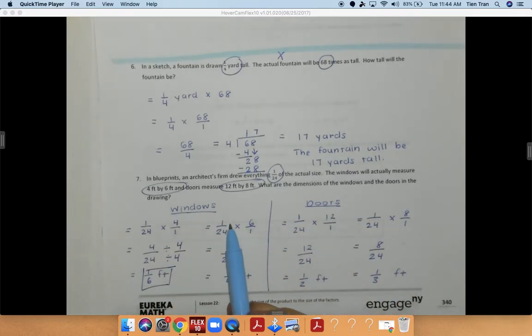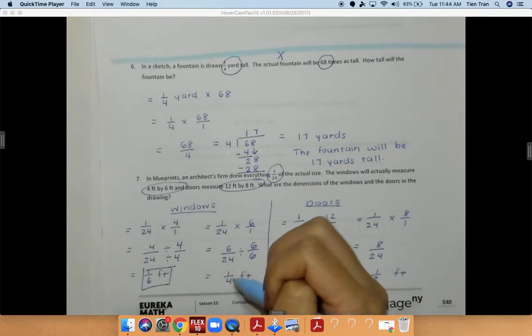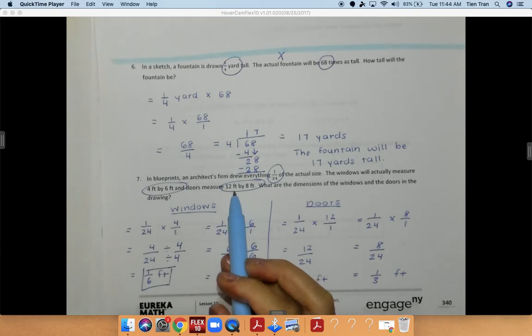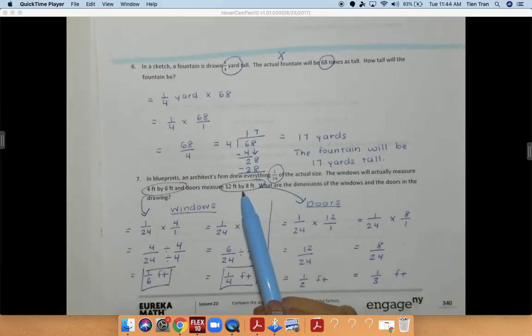Over here, I have 1 times 6, which is equal to 6. 24 times 1 is 24. And I can simplify again by 6/6, and that's going to give me 1/4 feet. For doors, they give you dimensions 12 feet by 8 feet.